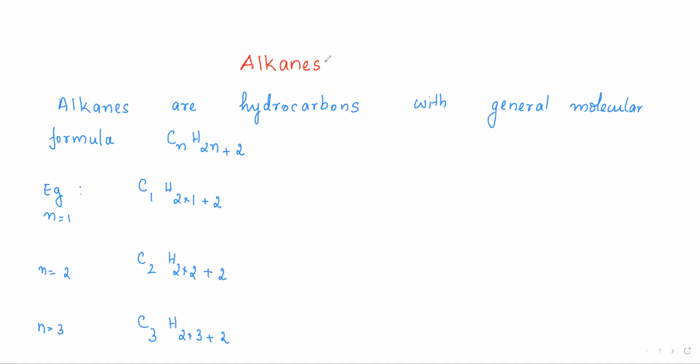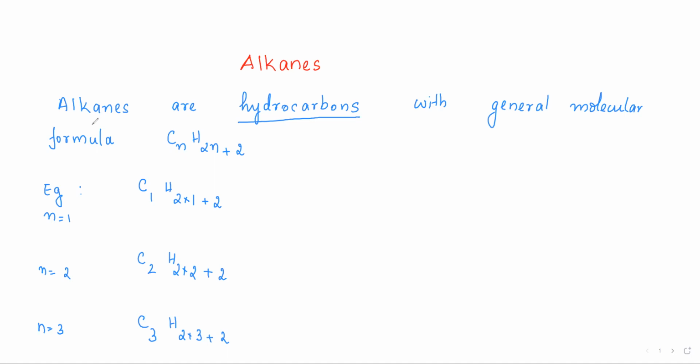Today, let's learn what are alkanes and how can we name alkanes. So, alkanes are hydrocarbons. What is the meaning of hydrocarbon? They contain only atoms of carbon and hydrogen. No other elements are present. Atoms of no other elements are present. Just atoms of carbon and hydrogen are present in a hydrocarbon.